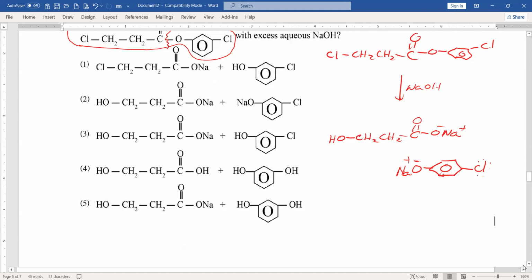So your final product may have this mixture only. Your answer must be this, where this has been converted to OH and this is the salt of that. So it cannot be the first one, and all the others can be ruled out straight away. The answer is the second one: OH, ONa, ONa, Cl. Yeah, here the position of the Cl is not correct, but it doesn't matter where it is. So this is the correct answer. The answer is the second one.